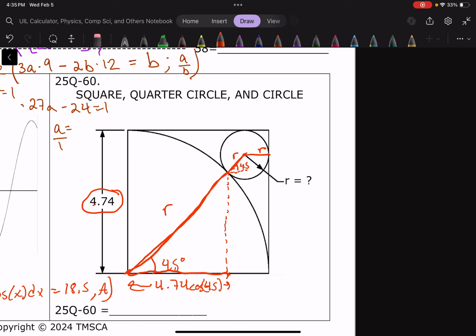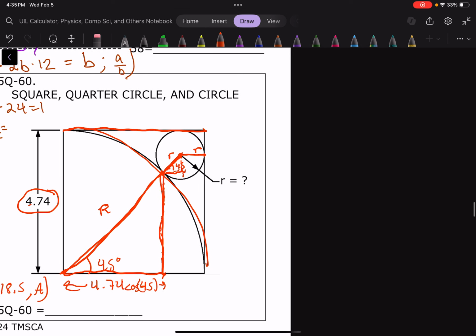4.74, which would be the radius of this big arc, times cosine of 45, is going to give us how much it sticks out to this part. Then we're going to do the same thing, but with a little r, times cosine of 45. It's going to get us to this point. And then lastly, we're going to add one last bit of little r, and that's going to equal this full length all the way over here, which is 4.74. So what are we getting at?